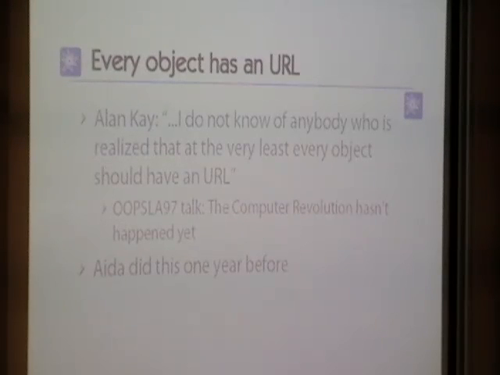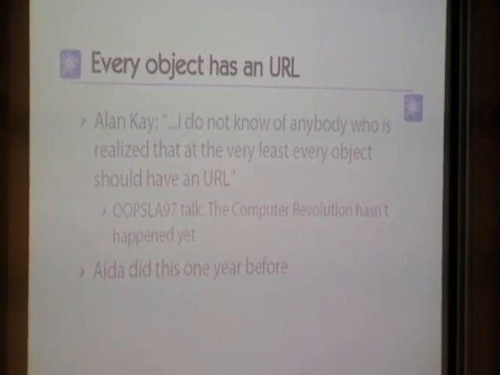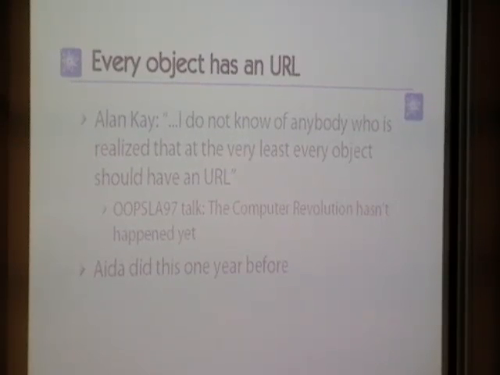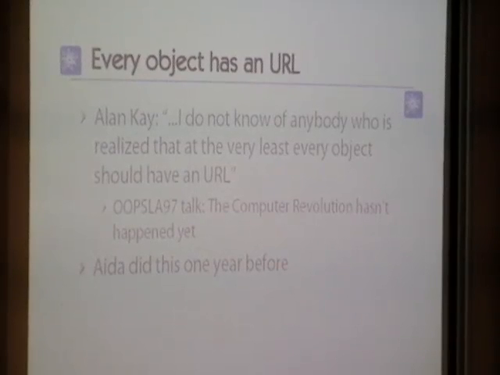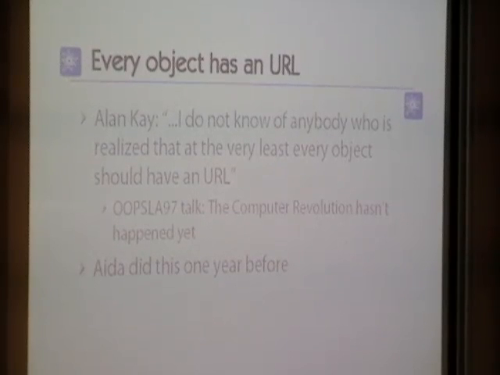Maybe the basic ideas back then. So the first idea maybe is this: every object can have a URL, and this is actually also Alan Kay. He presented this at OOPSLA 97. I do not know of anybody who realized that, at the very least, every object should have a URL. And actually we implemented that one year earlier already.